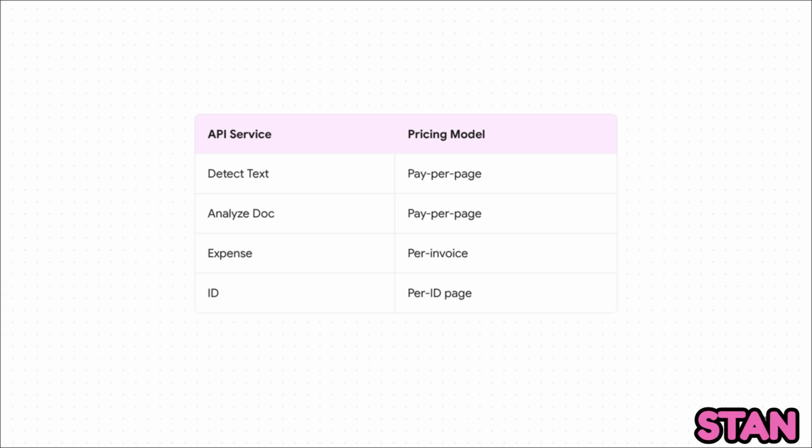Now, the cost per page does vary slightly depending on the intelligence level of the API. Like basic OCR is going to be cheaper than the highly specialized Analyze Lending or Analyze Expense APIs, but the pricing is always transparent and it scales perfectly with your business needs.